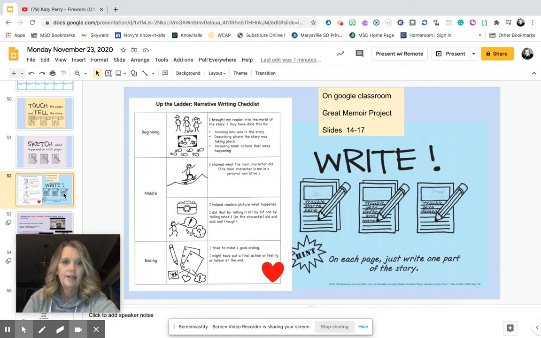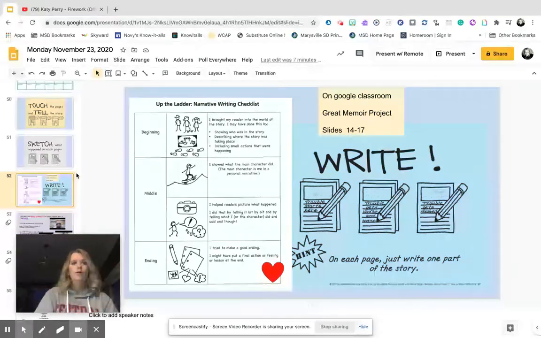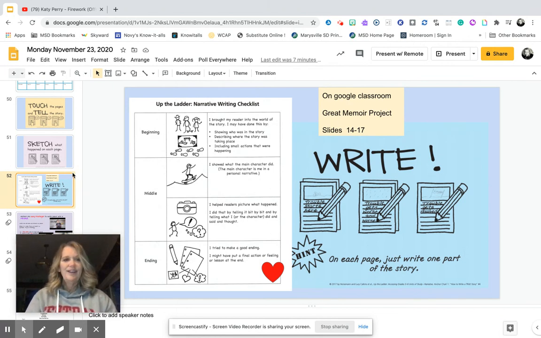And then you write, thinking about beginning, middle, and end. All right, writers, today and every day for the rest of your writing life, remember that we storytell and think and use sketching to help us think through the story.